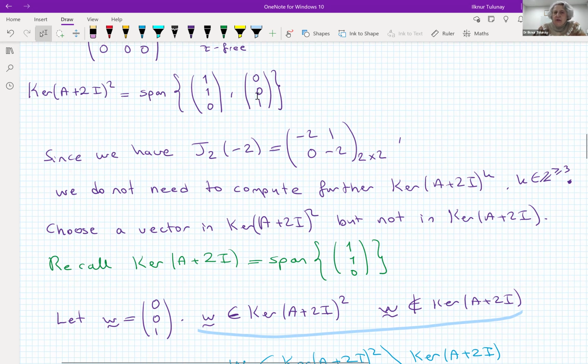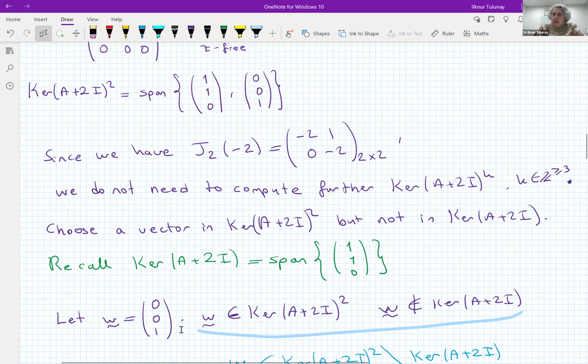So for example, 0, 0, 1, it is good to choose, since you already have it. There's no point in choosing more complicated vectors than the simple ones. The simple one is 0, 0, 1 here, and everything else in the space is a multiple of this vector. As long as you're not choosing that one, you're on the right track. This will work.